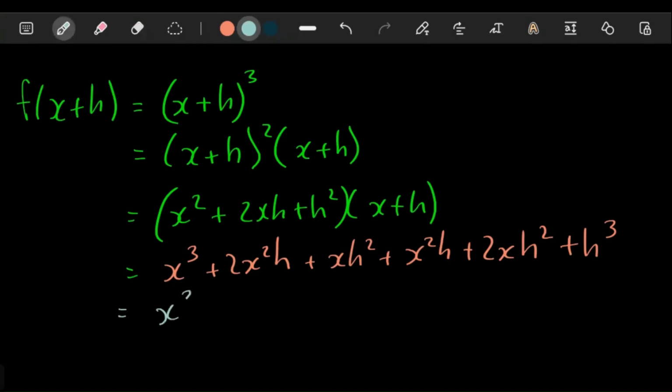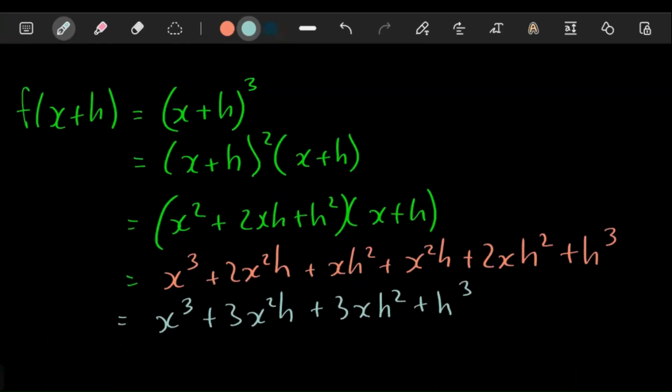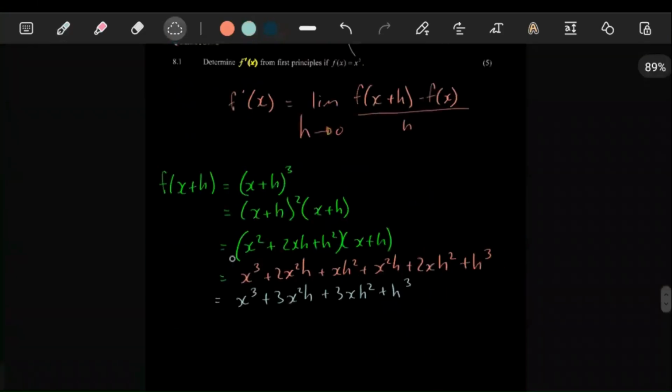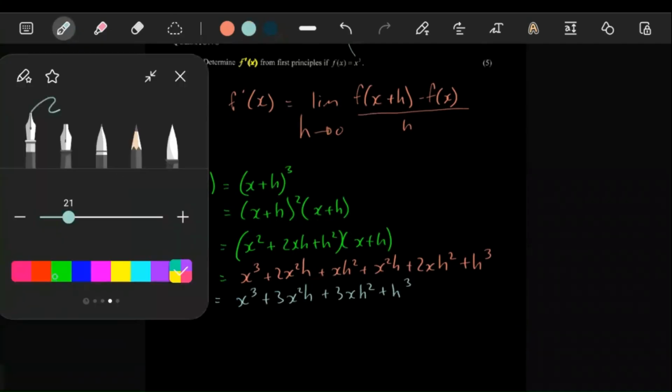X to the power of 3 does not have a like term. This has this as a like term, so this is going to be 3x squared h. This has a like term, which is that, so it's also going to be 3xh squared. And then the h cubed has no like term. So you see, this is why you may want to do this before you throw everything into your main expression. So here in your main expression, where you see f(x plus h), you at least now know you're going to throw this whole thing in there.